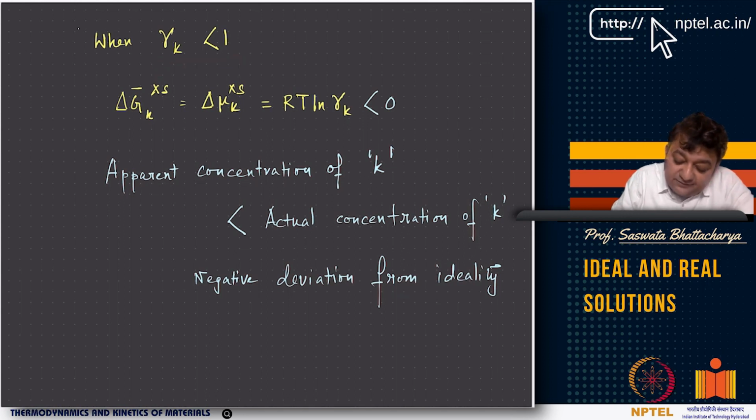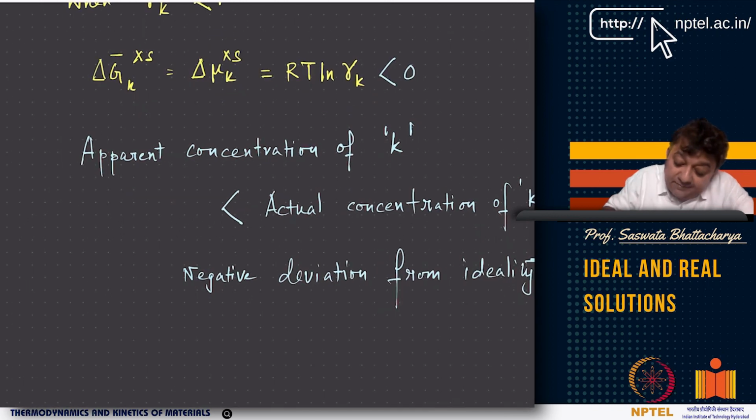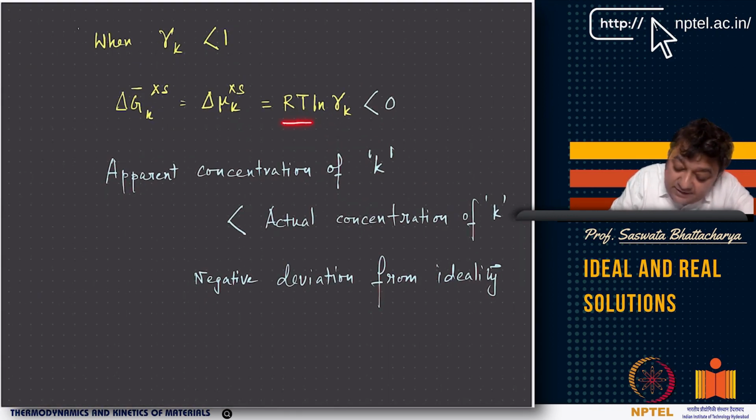And gamma k less than 1. Now delta gk bar excess, which is delta mu k excess, is basically RT ln gamma k. Since gamma k is less than 1, RT ln gamma k is less than 0, so this part becomes negative. So the apparent concentration of k is less than the actual concentration of k, correct? Remember, gamma k is less than 1, so RT ln gamma k is negative.